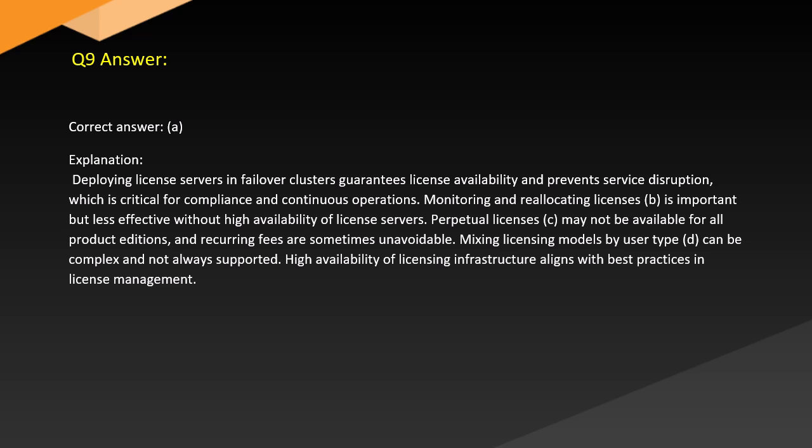(B) is important but less effective without high availability of license servers. Perpetual licenses (C) may not be available for all product editions, and recurring fees are sometimes unavoidable. Licensing models by user type (D) can be complex and not always supported. High availability of licensing infrastructure aligns with best practices in license management.